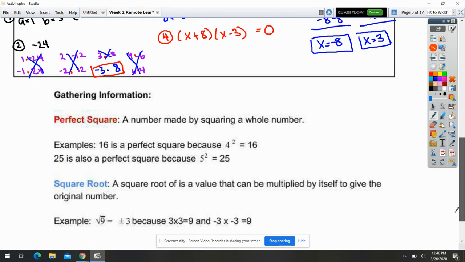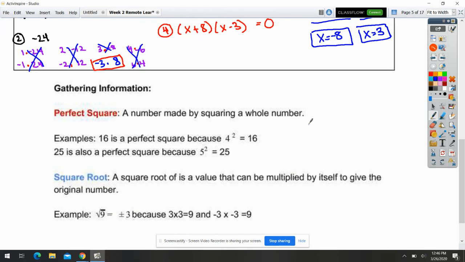So what do we talk about? I'm not actually talking about a physical square like in geometry with 4 sides, but I'm talking about a number that is made by squaring a whole number. So some examples of a perfect square are 16. 16 is a perfect square because 4 to the second power equals 16. 4 times 4 is 16. Also, 25 is a perfect square because 5 squared equals 25.